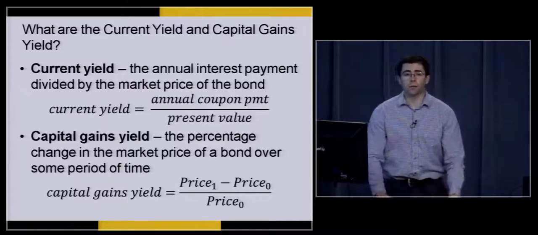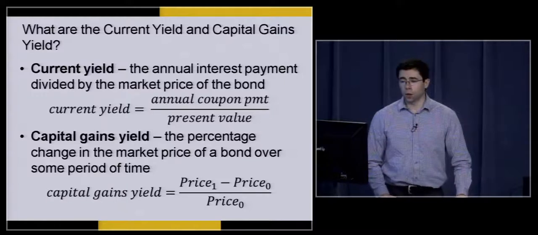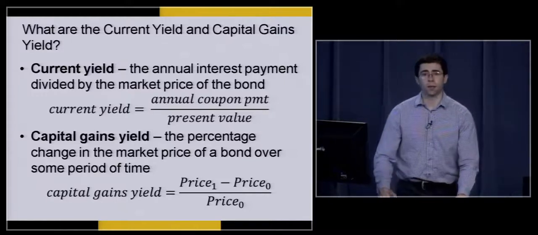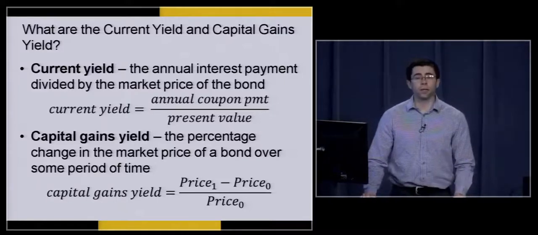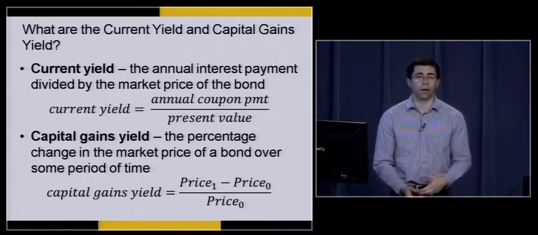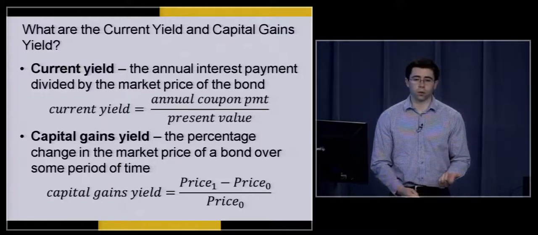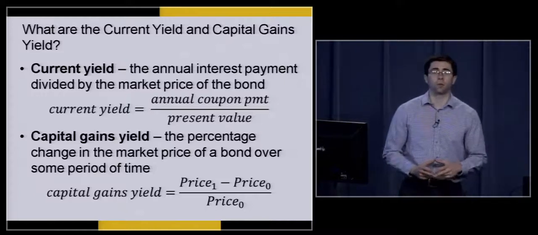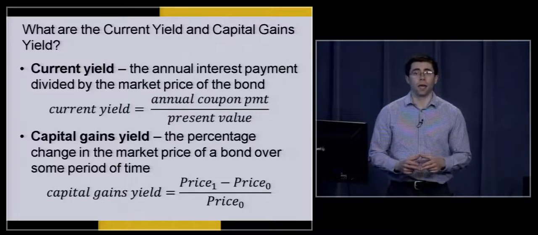Now, the last two definitions I want to throw at you are the current yield and the capital gains yield. Let's talk about the current yield first. The current yield is something that's very frequently reported in the Wall Street Journal or other financial publications to report the actual income that you as a bond investor will receive if you invest in a particular bond. It essentially represents the total coupon payments that this bond will pay every investor, and it scales those coupon payments by the present value of the bond, the price of the bond.